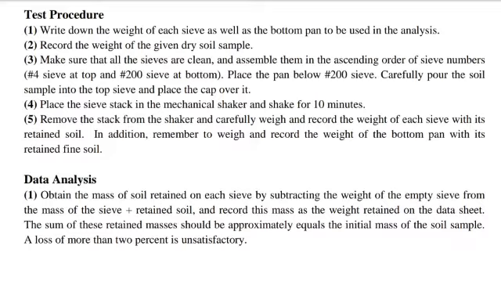5. Remove the stack from the shaker and carefully weigh and record the weight of each sieve with its retained soil. In addition, remember to weigh and record the weight of the bottom pan with its retained fine soil. Data analysis. 1. Obtain the mass of soil retained on each sieve by subtracting the weight of the empty sieve from the mass of the sieve plus retained soil and record this mass as weight retained on the data sheet. The sum of these retained masses should be approximately equal to the initial mass of the soil sample. A loss of more than 2% is unsatisfactory.